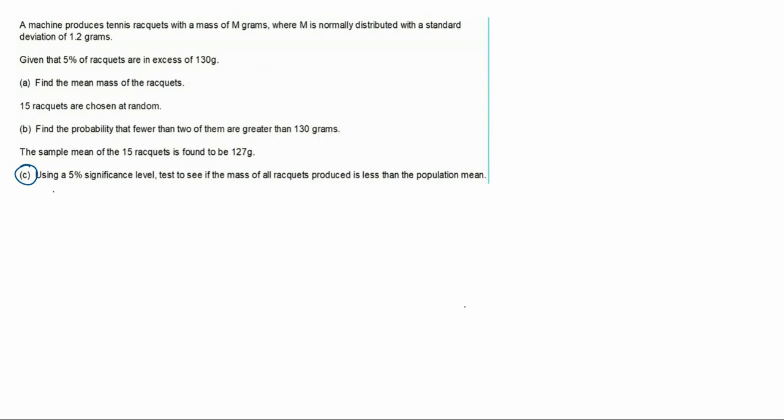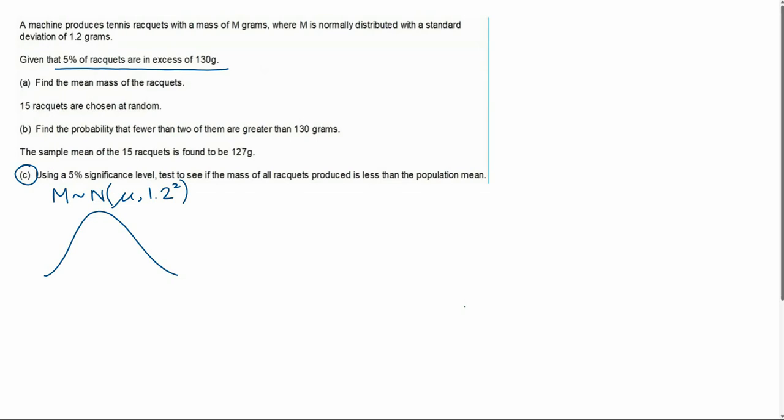So we know that M, the mass of the brackets, is distributed normally, and we don't have the mean. So as soon as I'm writing this, standard normal is entering my thought process. We do have the standard deviation. When you're in this situation, there needs to be another piece of information, which is here. And let's draw a picture of what we're looking at. So M, we don't know the mean. We know that 5% of the rackets are in excess of 130 grams.